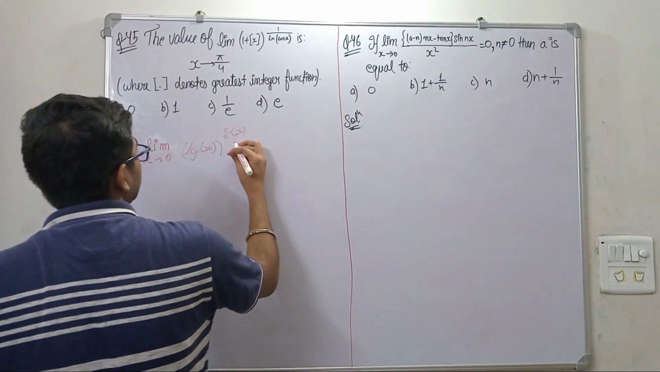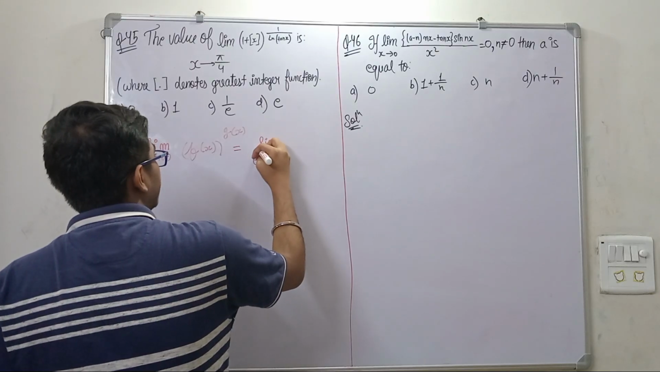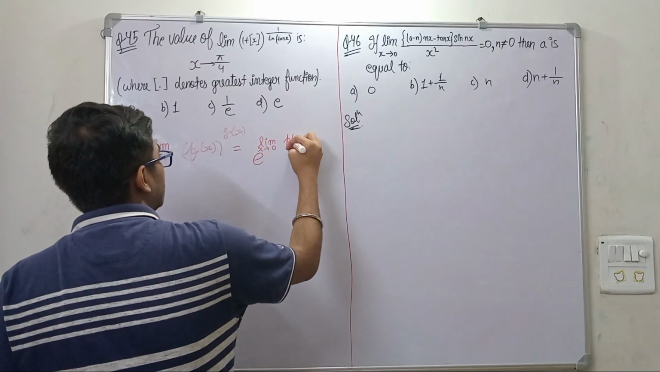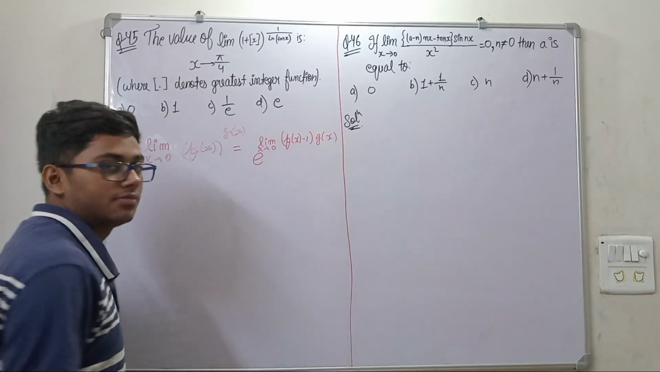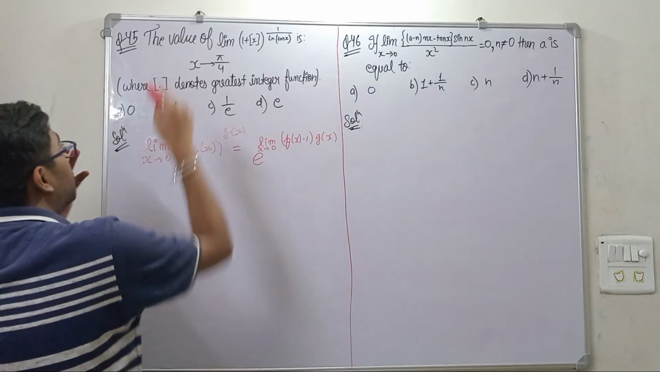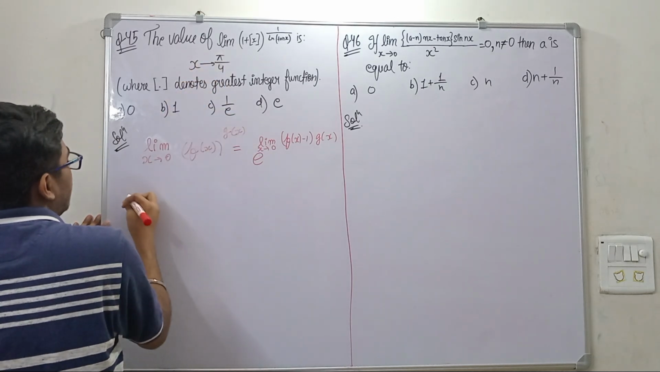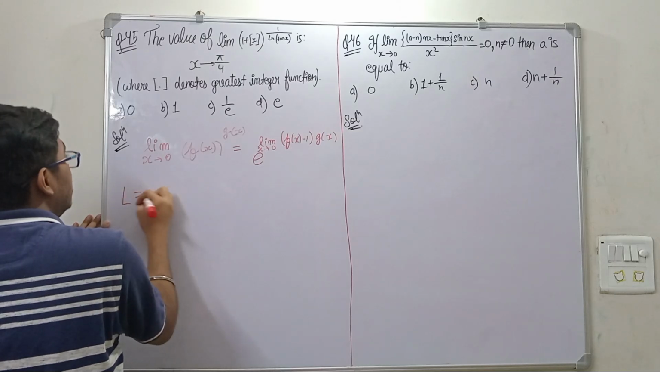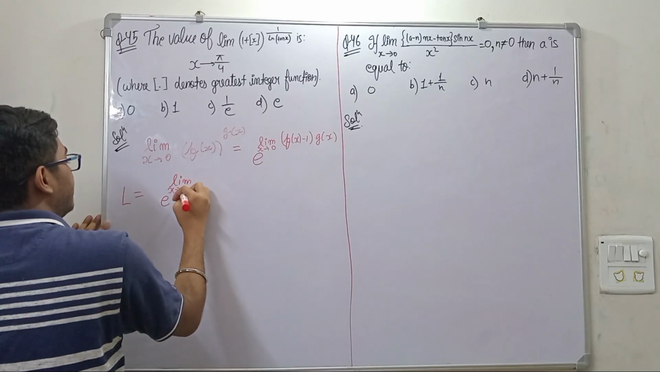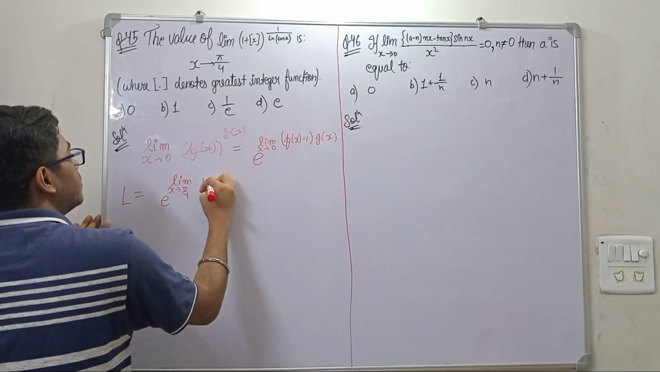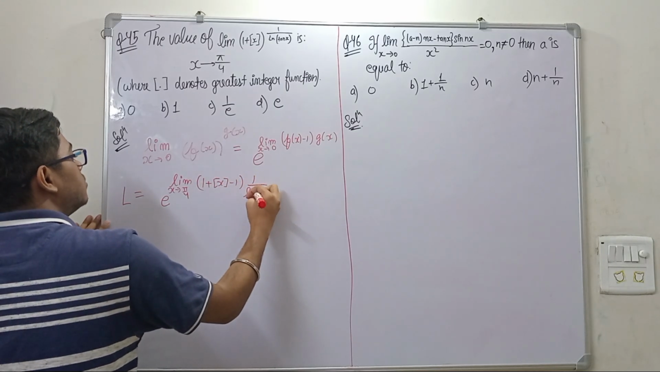always this limit is equal to e to the power limit x tends to 0 of (f(x) minus 1) into g(x). Now you can apply the property for this limit question. So x is tending to pi by 4. Let us assume this limit as L, so this will be equal to e to the power limit x tends to pi by 4 of f(x) minus 1, which means 1 plus greatest integer of x minus 1, times 1 upon natural log tan x.